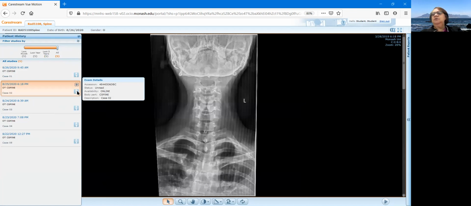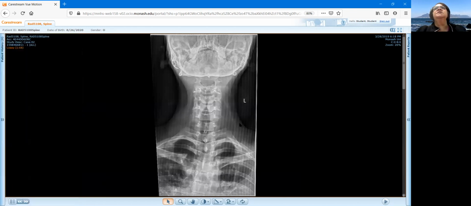So case two, we have a patient who was in a car accident. The airbag was deployed, and there's diffuse tenderness over the cervical spine. If we look at the AP view, the spinous processes look fairly central, in the middle, and it doesn't appear as if there are major drops in the anterior vertebral height.